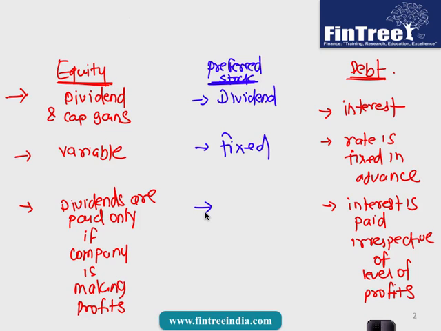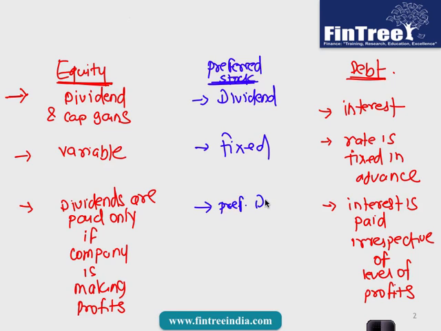Compulsory, right? Irrespective of level of profitability, we have to pay preference dividend. Agree? How many of you agree with me? Okay. Preference dividend is paid only and only if company has made sufficient profits. If company has not made sufficient profits, then they are not obliged to pay preference dividend in that particular year. Okay, so write down the point here.